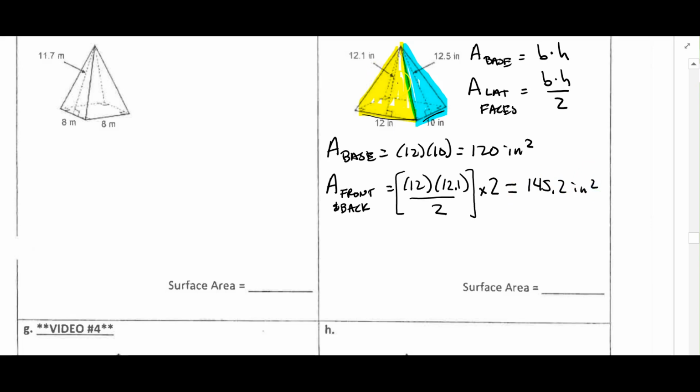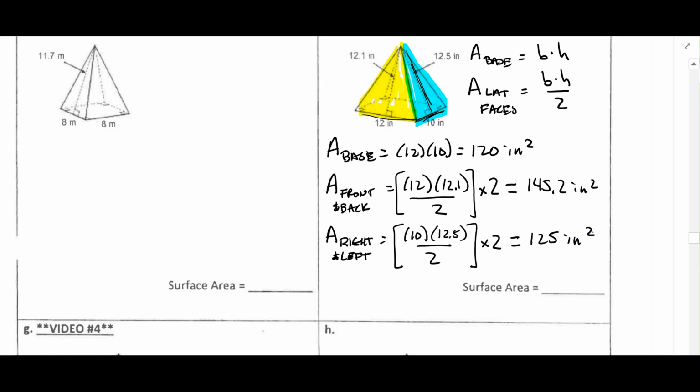Then I have the left and the right, so that's this blue one and the one that matches it on the other side. So area of right and left, so that's also base times height, so the base is 10, and the height of that triangle is here, that's 12.5 divided by 2, so base times height divided by 2 for the area of a triangle, and again I have 2 of those, so I'll multiply by 2, and that should give me 125 inches squared.